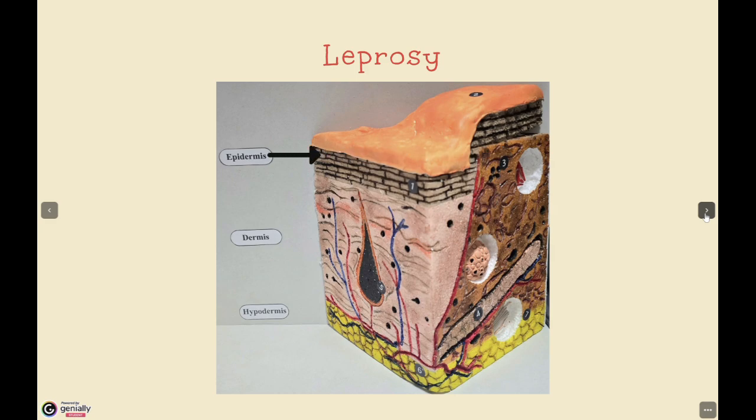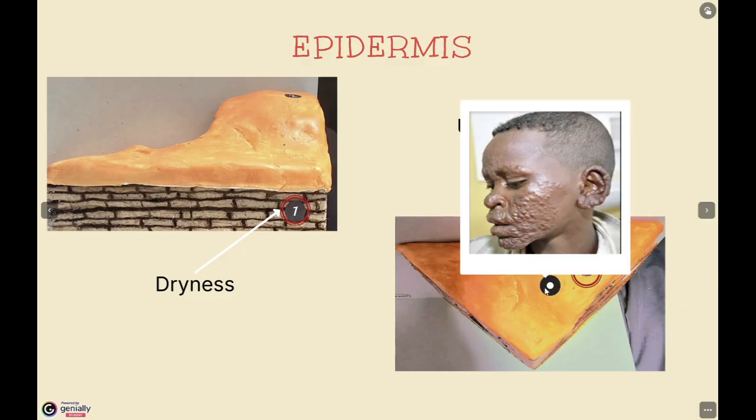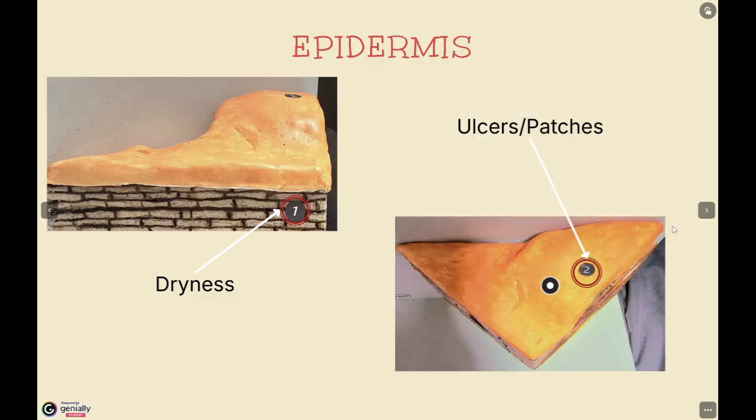Finally, leprosy, also called Hansen's disease, is a chronic infection that mainly affects the skin and peripheral nerves, leading to patches of skin changes and loss of sensation. In leprosy, the epidermis may look relatively intact at first, but the surface may show dryness and reduced sweating, especially in affected patches. You can also see hypopigmented or reddish lesions. Over time, because sensation is reduced, repeated injuries can lead to ulcers that damage the epidermis.